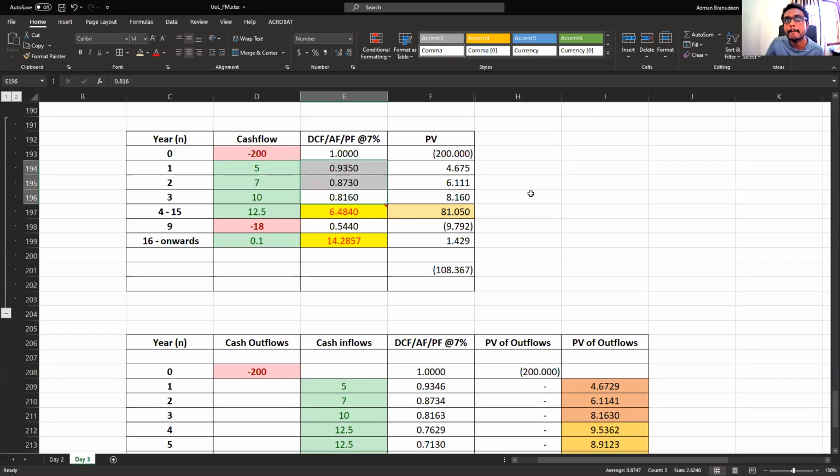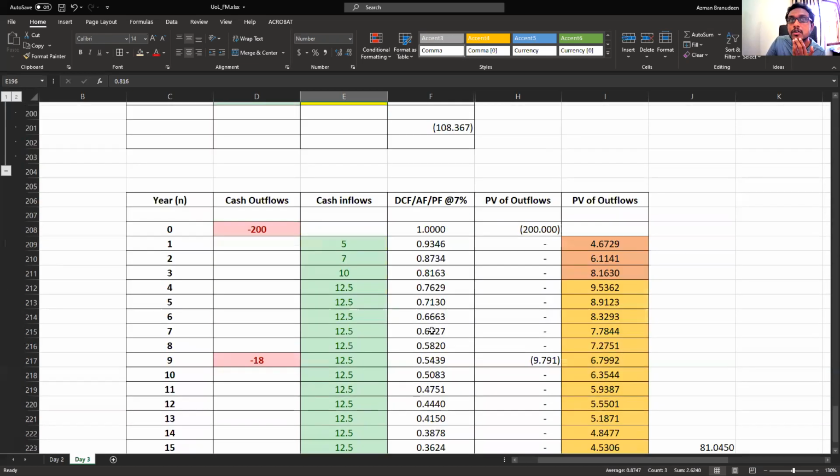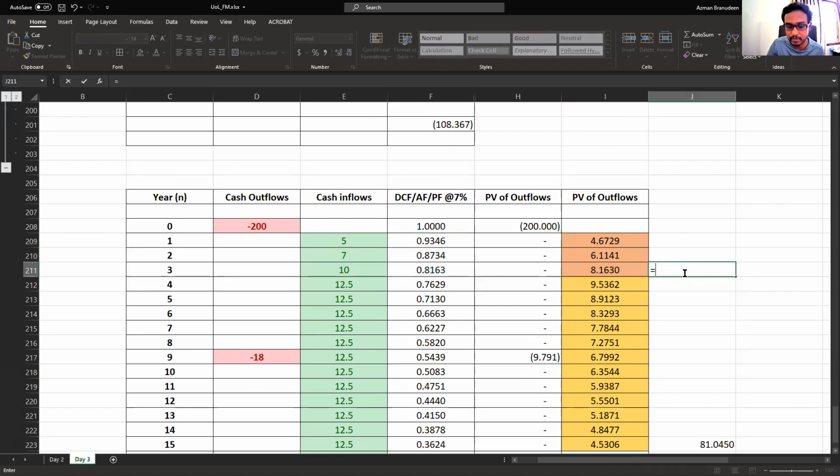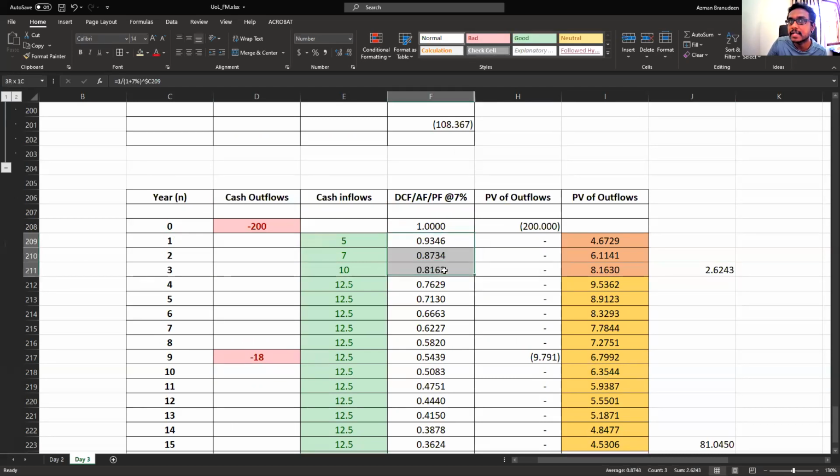So could you repeat why it's 3 and not 4? Because 12.5 is beginning from year 4. So only 3 years, year 1, year 2, and year 3, are not included, which means these are the 3 numbers that are not included. This is what you see in orange. So if I add it, let's see, 2.624, year 3, I have to exclude these 3 figures because these 3 are not related to the annuity. Oh, okay, I got it. Yeah, and that sum is 2.624.